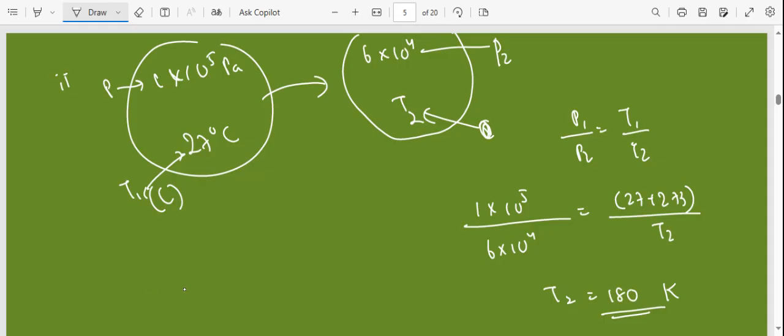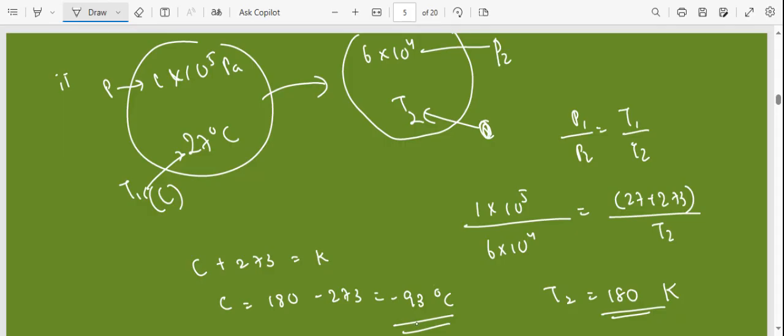180 Kelvin, right? If you want to convert this into Celsius, we can do it. Celsius plus 273 is Kelvin. So then Celsius is 180 minus 273, is how much? Minus 93? Minus 93 Celsius, right?